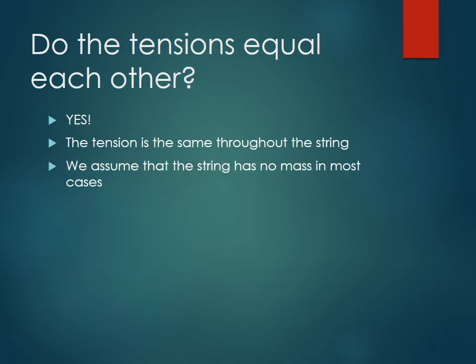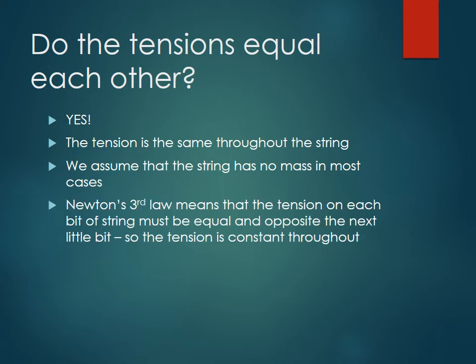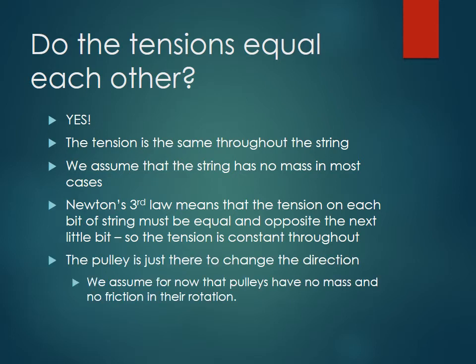We assume that the string has no mass in most cases in AP Physics 1. Newton's third law means that the tension on each little bit of string must be equal and opposite the tension on the next little bit. So that means it's constant throughout. So the pulley is just there to change the direction of the string. For now, we're going to assume that pulleys have no mass and that they rotate freely with no friction lost in that rotation.